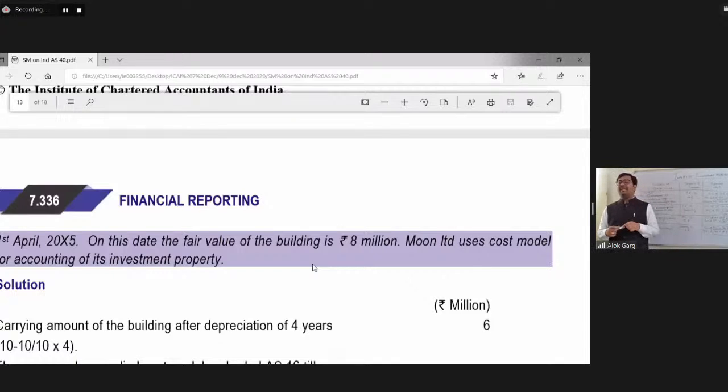Now, what is the carrying value? What is the carrying value on the date of transfer? Thanks, Gomati, for confirming. So Gomati is saying concepts understood very clearly, sir. Thanks. So what is the carrying value?